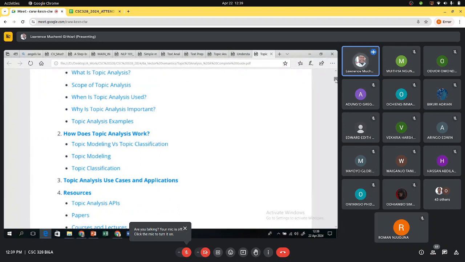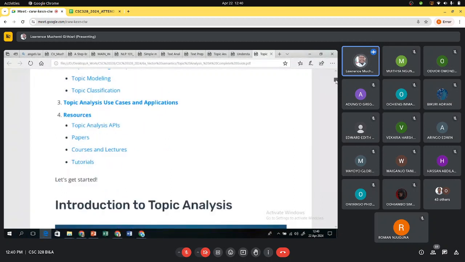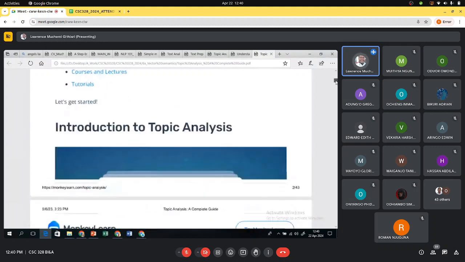So how does it work, first of all? You can go through what you call topic modeling or topic classification. Then topic analysis use cases and applications. So these are just applications. And the resources. So we should just scan through because this you can read.